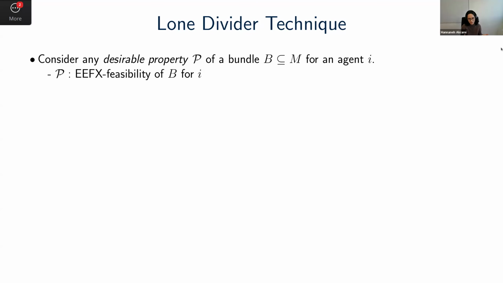So consider any desirable property P of a bundle for an agent. This property could be like the EFX feasibility of this bundle B for agent i, or it could be whether this bundle has at least a certain utility Ti for agent i, and so on. But it must be a property of the bundle itself, and it should not depend on how the rest of the items are distributed.